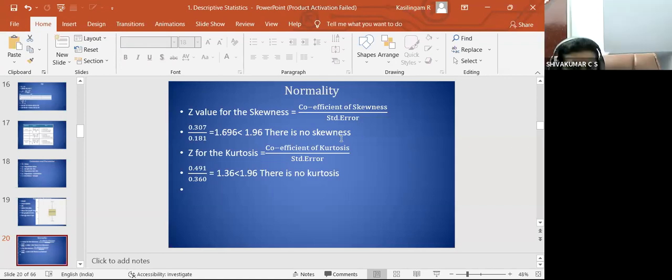So what is the null hypothesis? There is no skewness, because we are measuring skewness and we want to see whether there is skewness. So the null hypothesis is that there is no skewness. When the calculated z value is less than the threshold value of 1.96, here you need to understand.